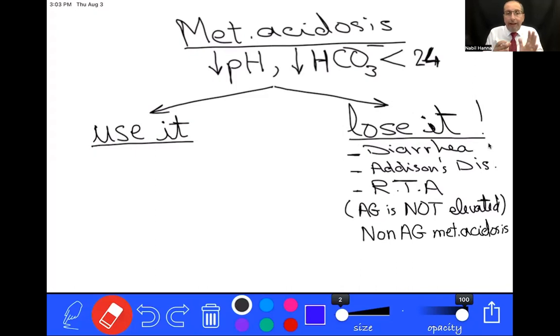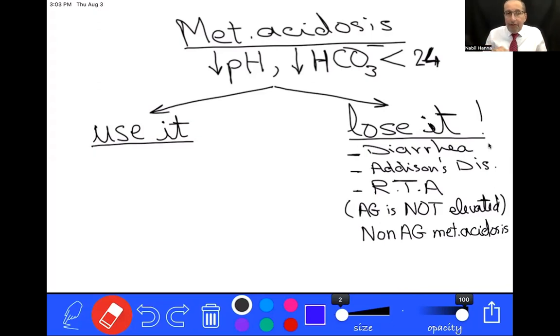The anion gap in diarrhea, Addison's disease, renal tubular acidosis, when you do your calculations, it's sodium minus the sum of chloride and bicarbonate, you will find it 12. So it's not elevated. It's non-anion gap metabolic acidosis. So in the test, if I ask you, give me examples of non-anion gap metabolic acidosis, the answer will be diarrhea, Addison's disease, renal tubular acidosis.